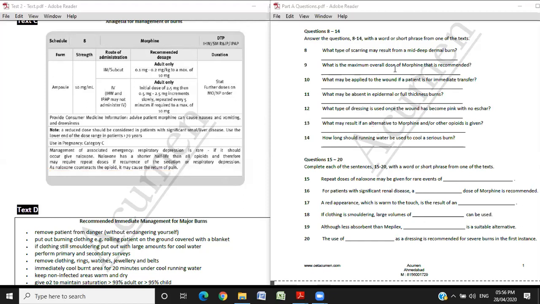And this is easy. Maximum overall dose of morphine is recommended. So here you can see the maximum dose is 10 mg. If you have written 0.1 mg, 0.2 mg per kg, that is wrong because the question is asking maximum dose. Overall, it is not asking maximum dose per kg, it is asking overall dose. So 10 mg is the answer.